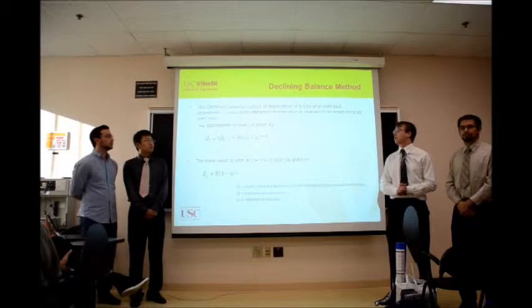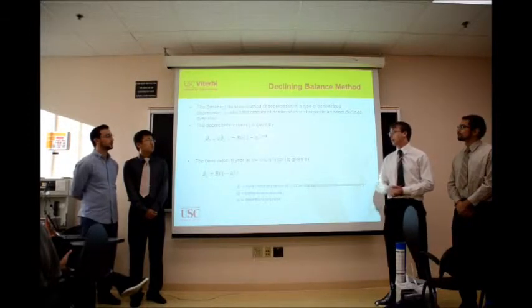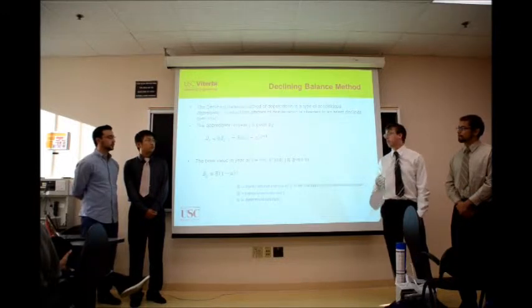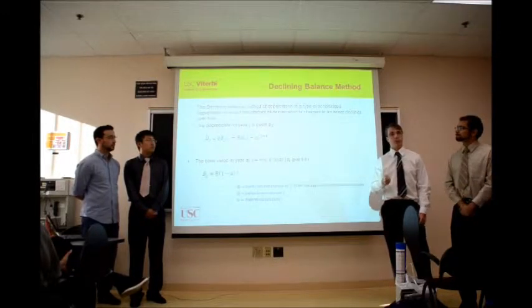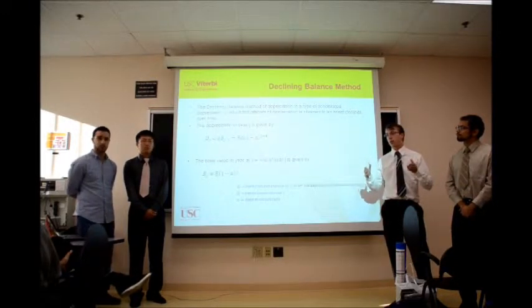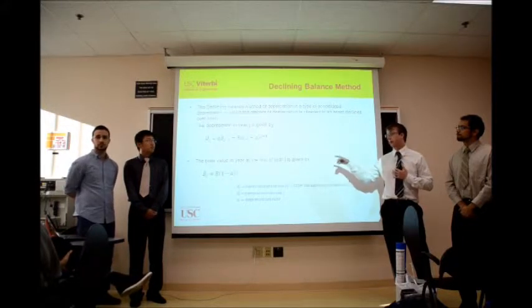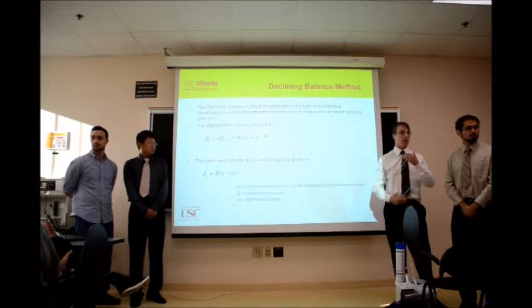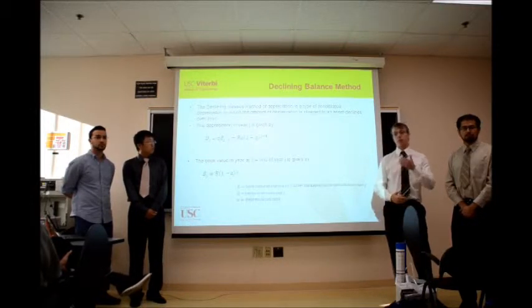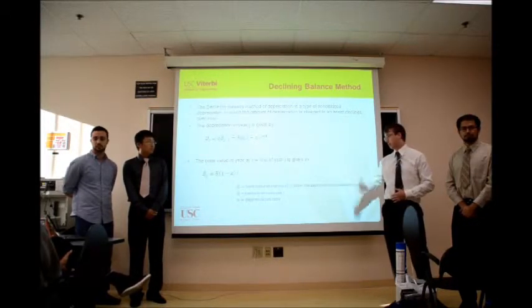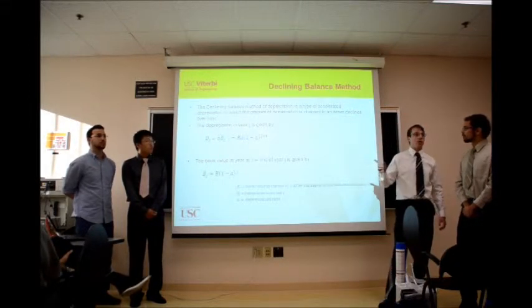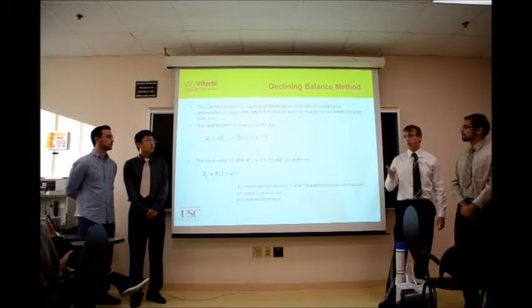The declining balance method is shown right here. You have this depreciation rate, A, and you multiply that by the book value of the year before to find how much it depreciates. And you use that new depreciation value to calculate the new book value, and then continue calculating depreciation and book value until there's no more.